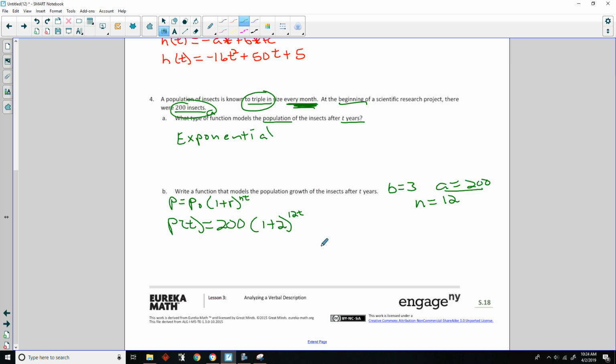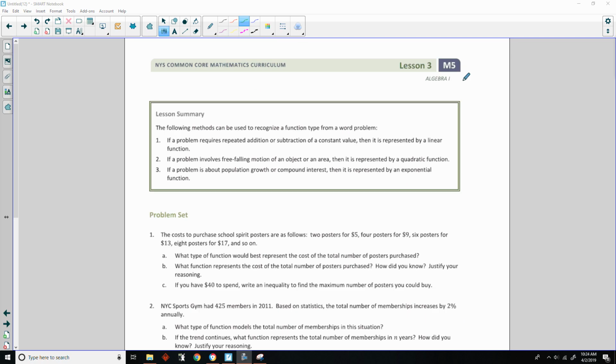So r is a growth rate of 200%. Tripling is 200%. So that's our r, 200%, and n equals 12. So P of t is going to equal 200 times 3 to the 12t. That is the end of lesson 3. Review this lesson summary and go to your problem set.